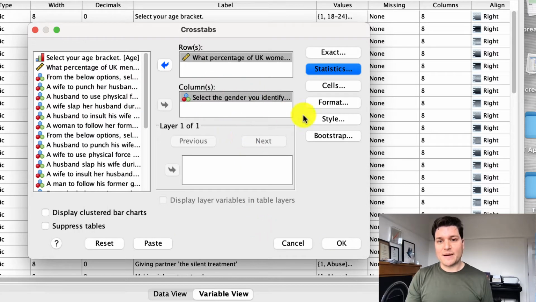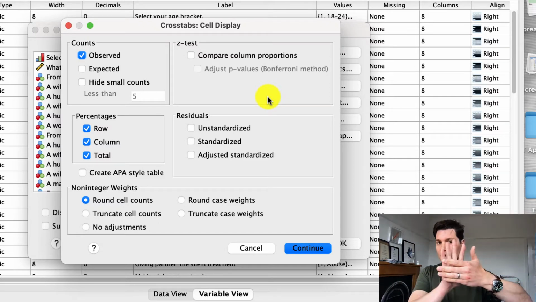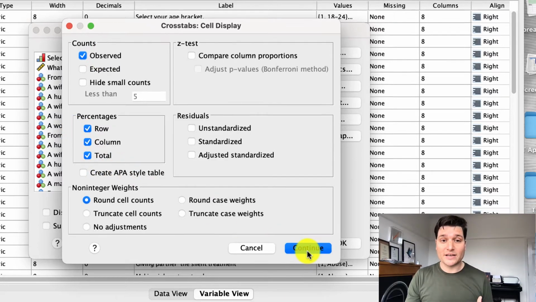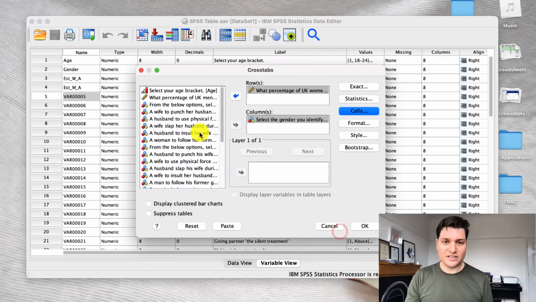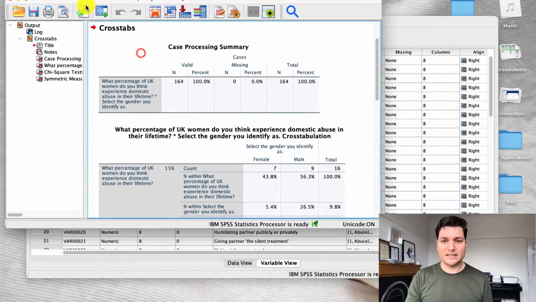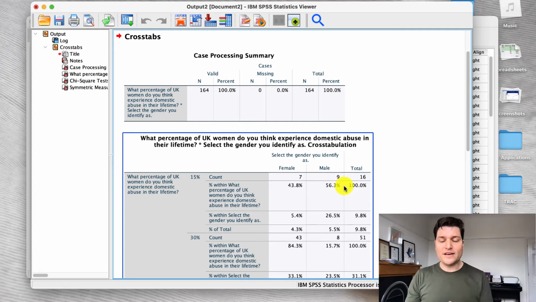The next thing to think about is the cells, which is what do we count when we compile the different rows and columns. In the count, we say observed, and in the percentages, rows, columns, and total. So all very simple things as we go. So click continue, and we're done. So we just click OK. And SPSS will pop out this quite a long list of answers. At first, this can look scary, but don't worry, it's actually quite simple.